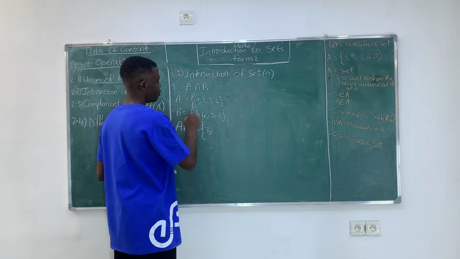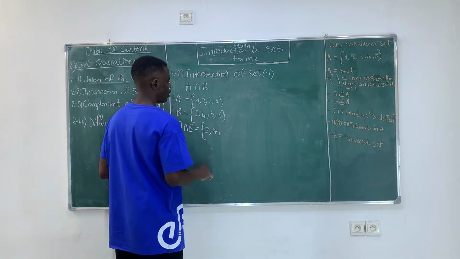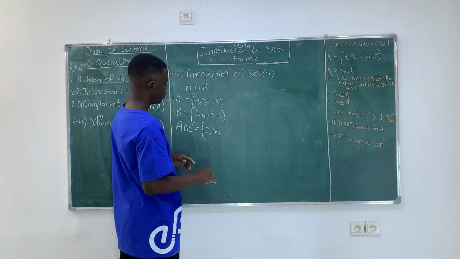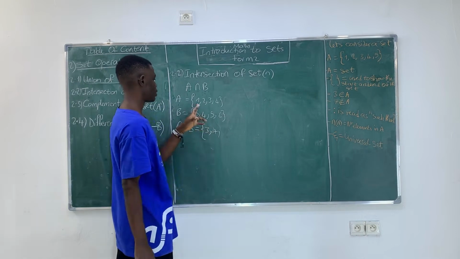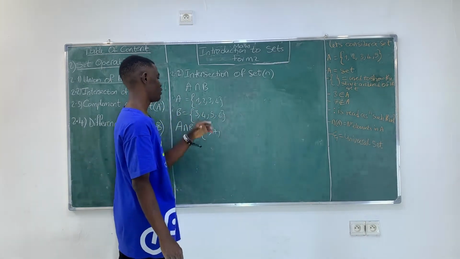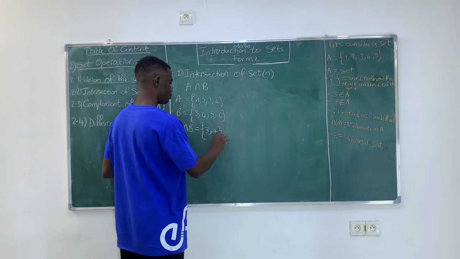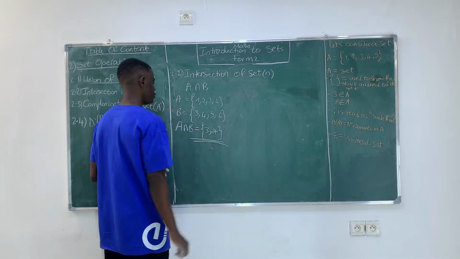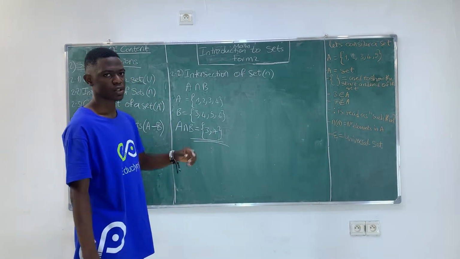4 is in A. Is 4 in B? Yes, write out 4. And that is all. 5 is in B, but there's no 5 in A. 6 is in B, but there's no 6 in A. So that is A intersection B.